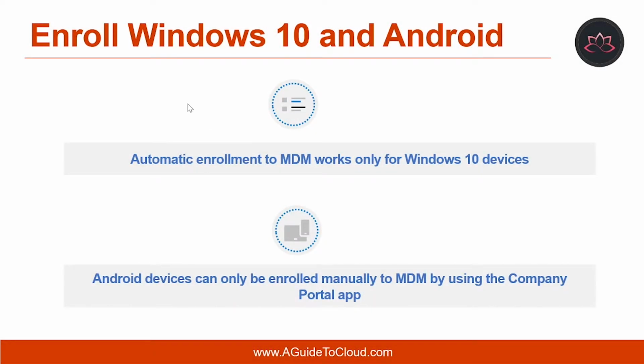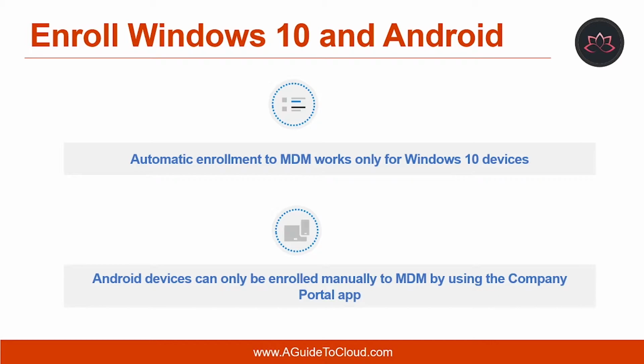Let's first understand how to enroll Windows 10 and Android devices. To be able to manage a device using MDM, you must first enroll the device to MDM, which creates a trust between the device and the MDM authority. Once the device is enrolled and the trust with the MDM authority is established, you can then manage the device through MDM. There are several different ways to enroll Windows 10 devices to MDM.